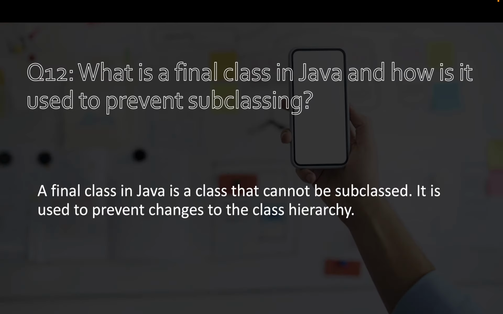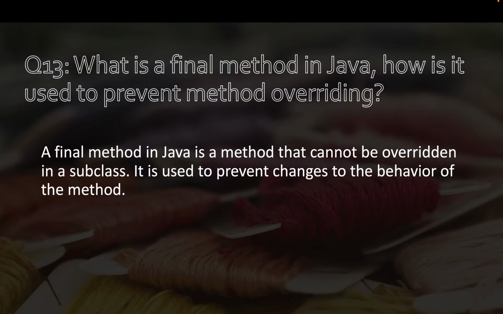Question number 12. What is a final class in Java and how is it used to prevent subclassing? A final class in Java is a class that cannot be subclassed. It is used to prevent changes to the class hierarchy. Question number 13. What is a final method in Java and how is it used to prevent method overriding? A final method in Java is a method that cannot be overridden in a subclass. It is used to prevent changes to the behavior of the method.